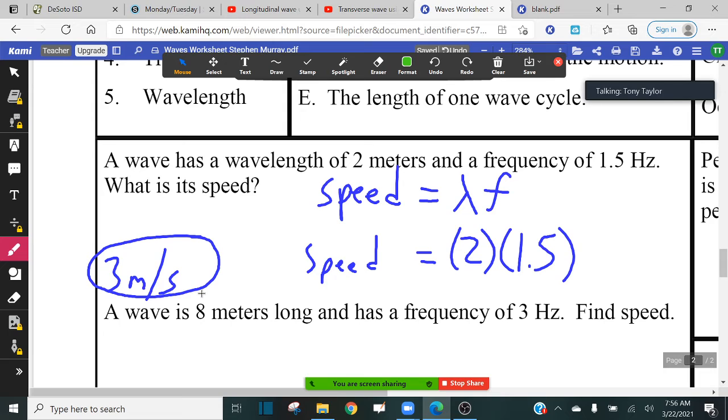Guys, please be sure you get your units right whenever you're working these problems out. Speed is always in meters per second. Sometimes it asks you to calculate velocity. You're just going to use the same equation, because speed and velocity more or less mean the same thing mathematically.